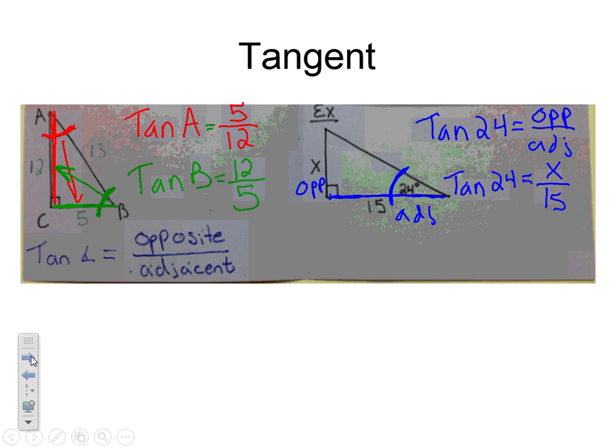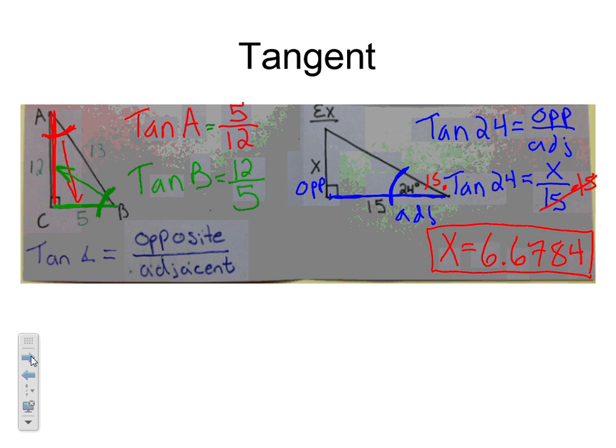Now to get my x all by itself, I need to multiply both sides by 15. This cancels, and over here I'm going to type this in my calculator. 15 times the tangent of 24. Get that in our calculator, and our x is going to equal 6.6784. And that is our answer, ladies and gentlemen.